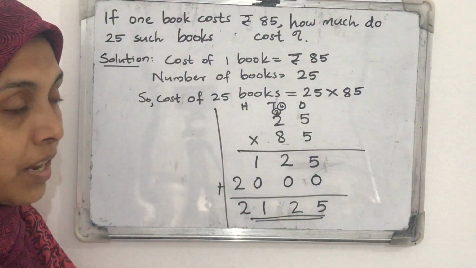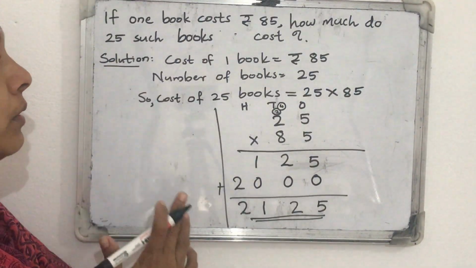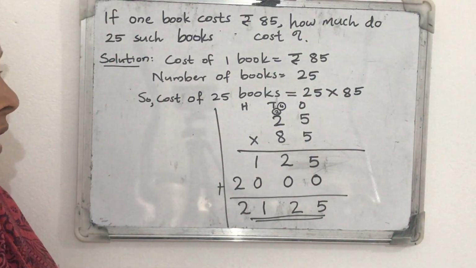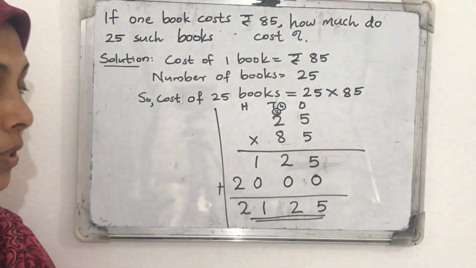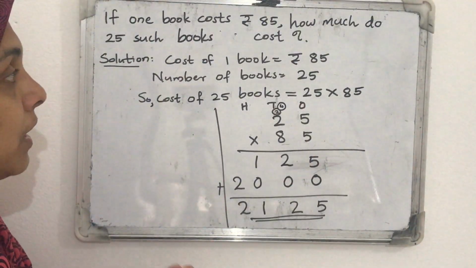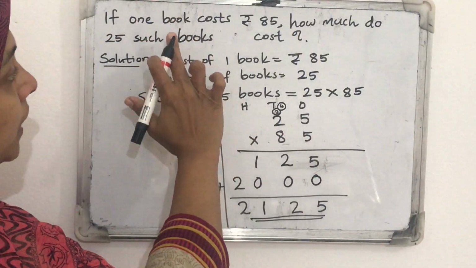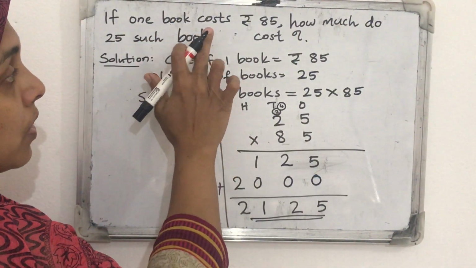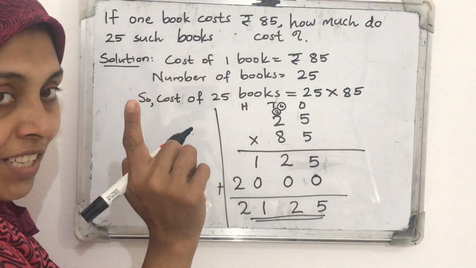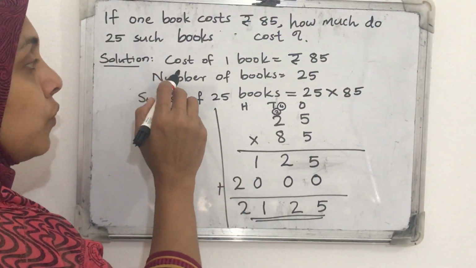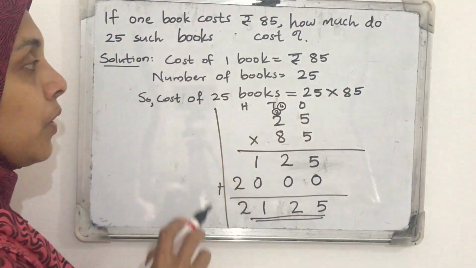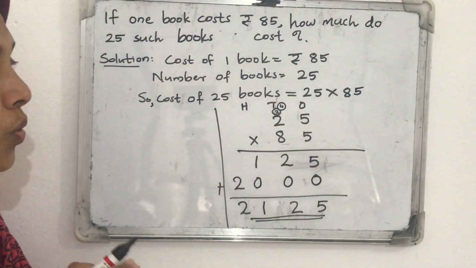2125. Clear? So when you get a word problem like this, first read the question at least 2 times. Then first write what information is given in the question. That we write as the first solution. Here, what is the information given? Cost of one book is given, 85 rupees. So cost of one book equals 85 rupees. That we can write as the first solution.